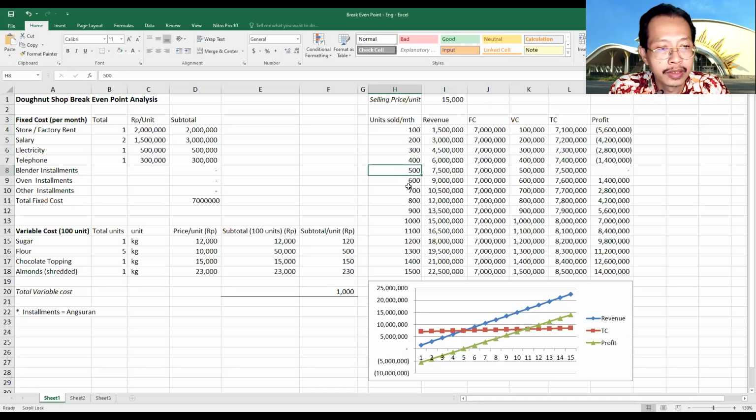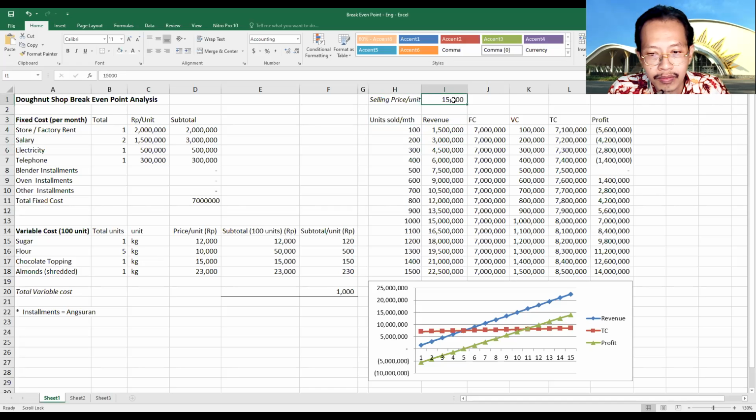And here you can see the number keeps going up. It goes up 100 per month. First month, 100, second month, 200, third month, 300, and so on. Now, the second column would be the revenue, your income. It starts at 1.5 million, 3 million, 4.5 million. How do I get this number? By multiplying this 100 units times 15,000. So no need to type. Don't type it manually. Use a formula to make this, right?